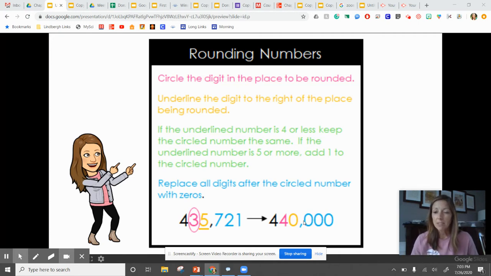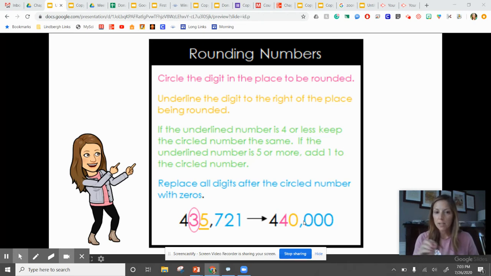And then we have to do a little thinking. Remember, 4 or less, let it rest. 5 or more, add 1 more. So since we have the number 5, we know 5 or more, add 1 more. That means we're going to add 1 to our circled number.